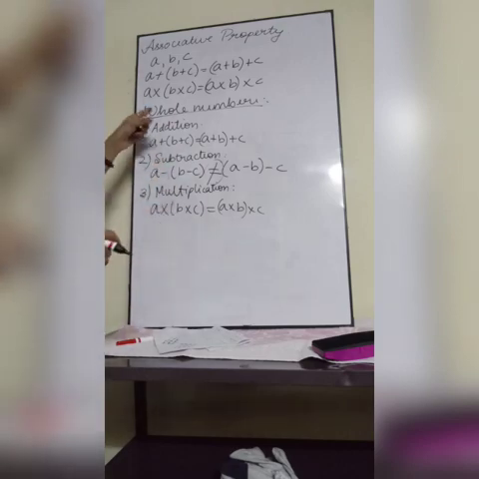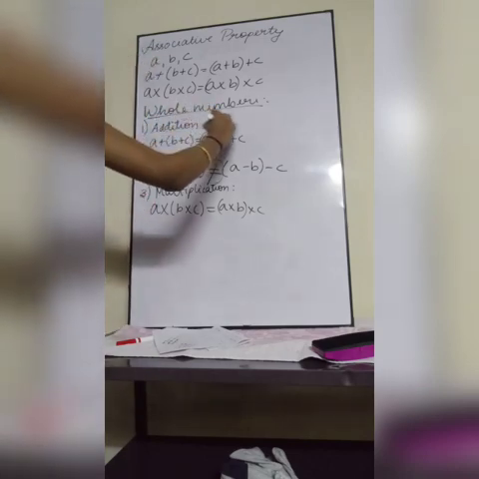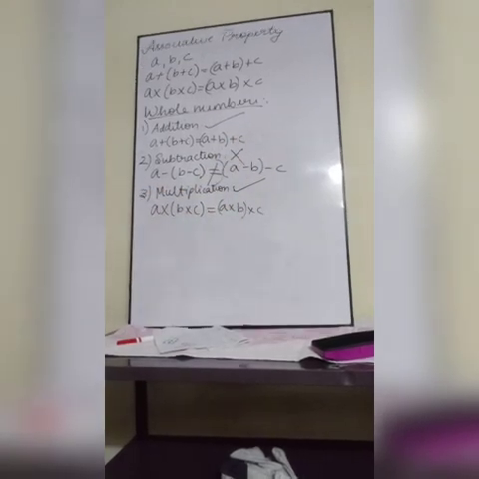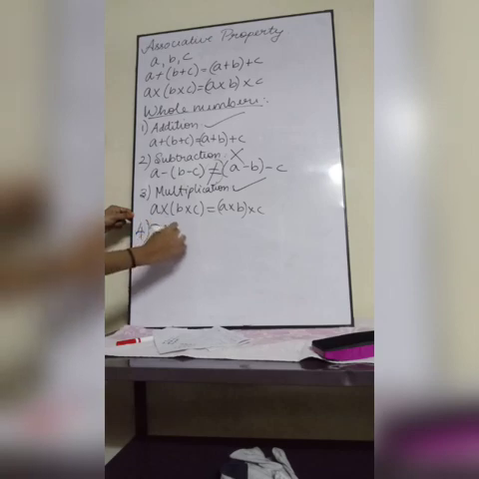So whole numbers are associative under multiplication. So addition is satisfied, multiplication satisfies, subtraction does not satisfy. Next comes our division.